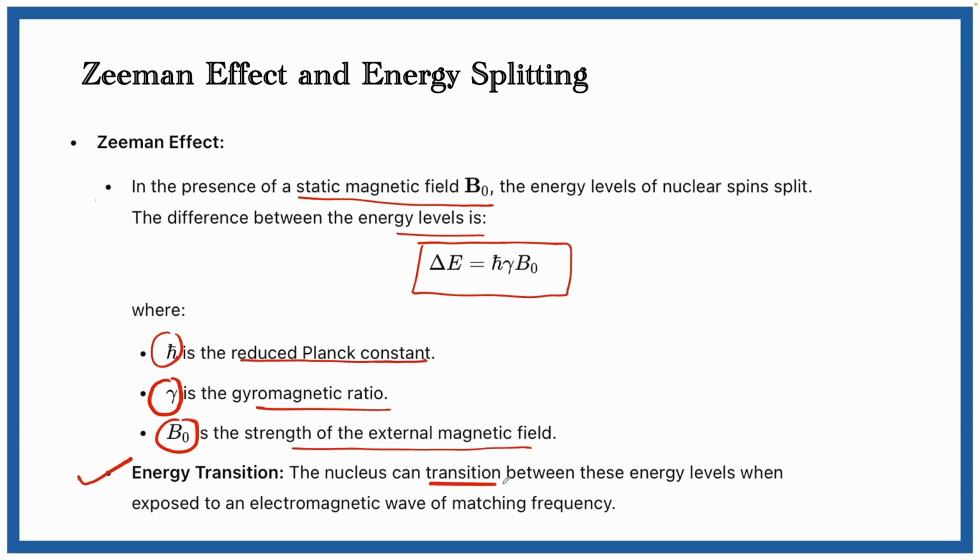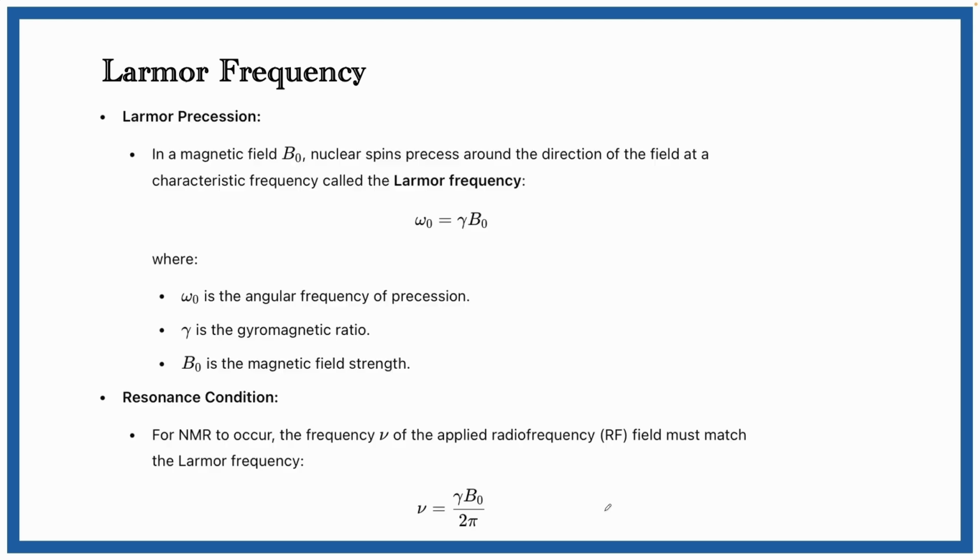Now we are going to see energy transition. The nucleus can transition between these energy levels when exposed to an electromagnetic wave of matching frequency. Now we are going to study the Larmor frequency. It is the most important part of NMR spectroscopy.